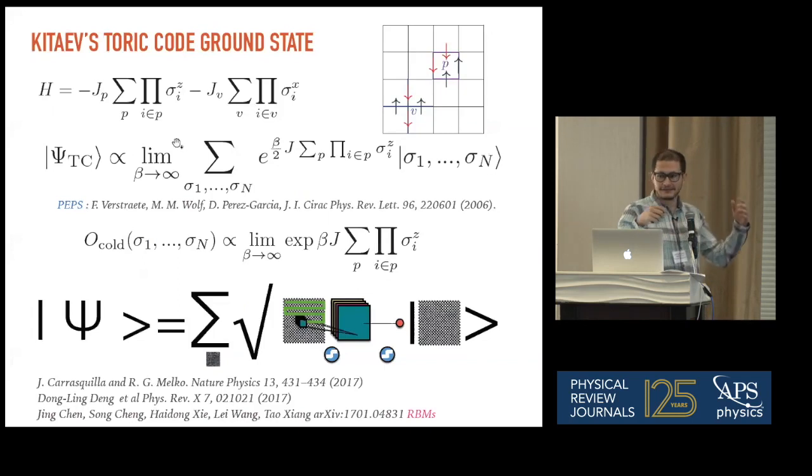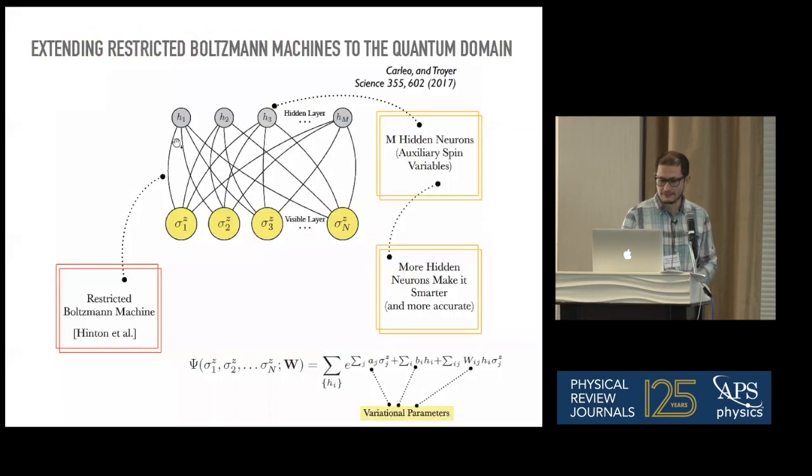Okay, so this is my path to understanding that we could use these neural networks as ground states or as wave functions in quantum many-body systems. Of course, there are more exciting results from Giuseppe here, the organizer, and he basically extended restricted Boltzmann machines to the quantum domain, and that was an exciting thing in the field. So let me briefly tell you what Giuseppe found.